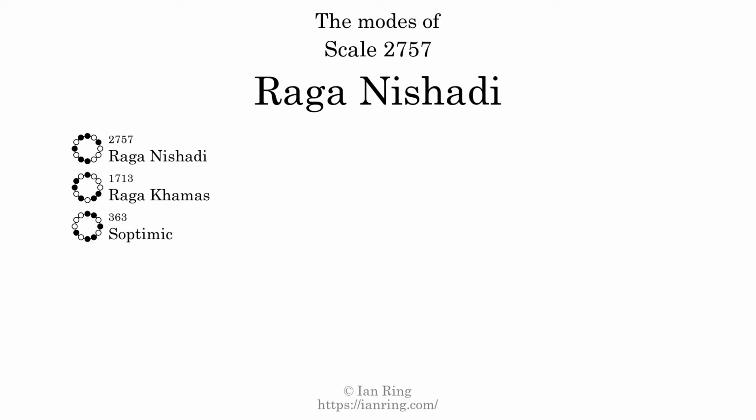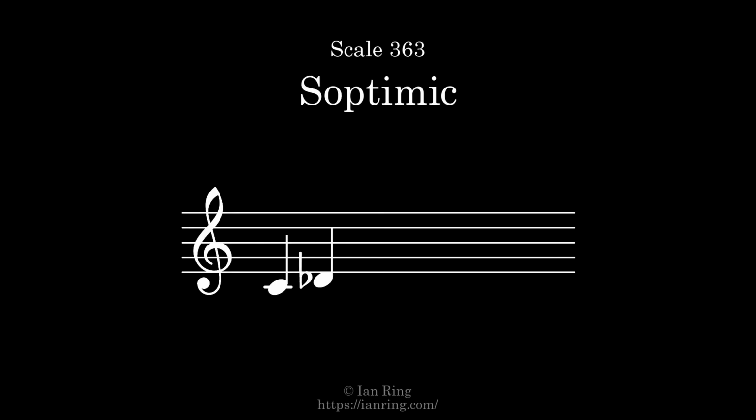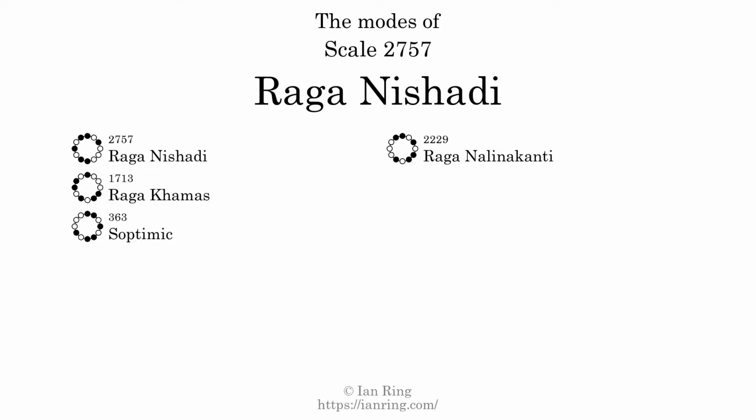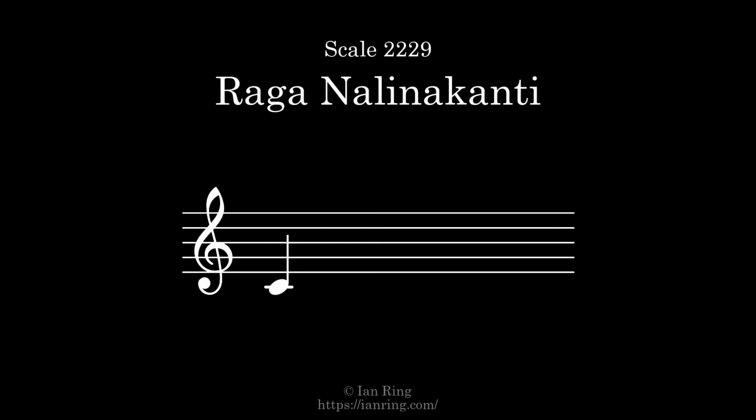The third mode is scale 363, also known as optimic. It sounds like this. The fourth mode is scale 2229, also known as Raga Nishadi. It sounds like this.